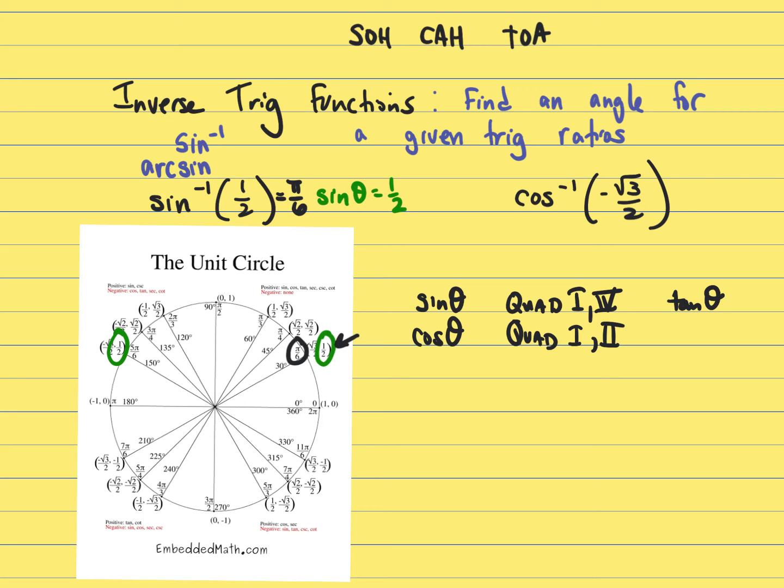Now for this one, the inverse cosine of negative radical 3 over 2, we're trying to find some angle where the cosine of this mystery angle is negative radical 3 over 2. Cosine on the unit circle is the x value. So I'm looking for negative radical 3 over 2. That's right here, and it's right here. But of course, I want to look in quadrants 1 or 2, so I'm looking for this angle here. So the inverse cosine of negative radical 3 over 2 is 5 pi over 6. That is my angle. So inverse trig functions take an input of a ratio and give you an angular output.